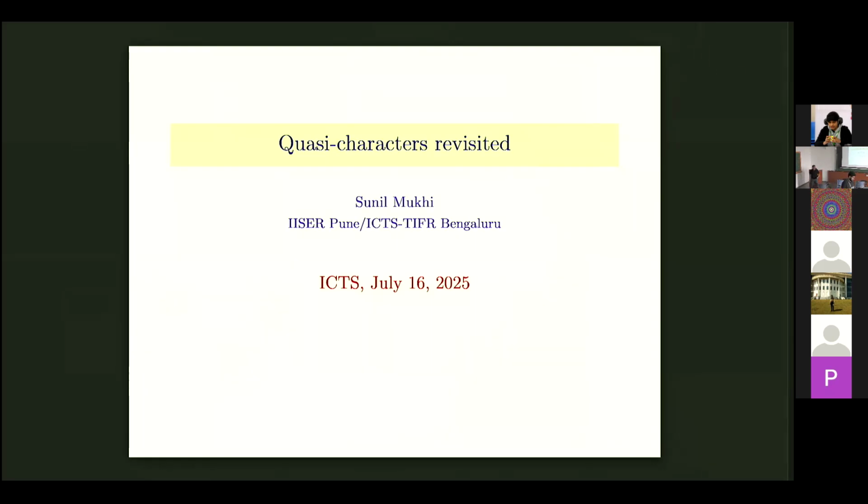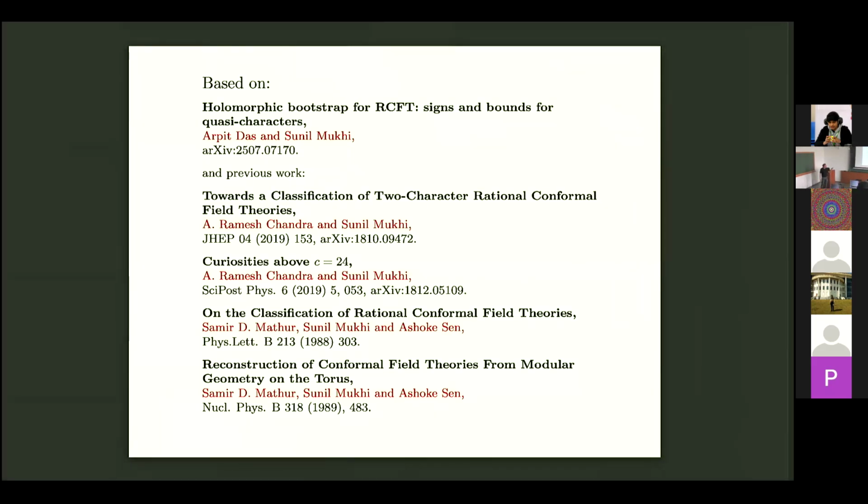Okay, so this is basically based on this paper which came out last Friday with Arpit Das, who's a postdoc in Edinburgh. It's about quasi-characters. These are some of the papers on which this is based. The first two below are with Ramesh, who is here in the audience, and the last two are with Ashok and Samir, and Dr. Ashok here.